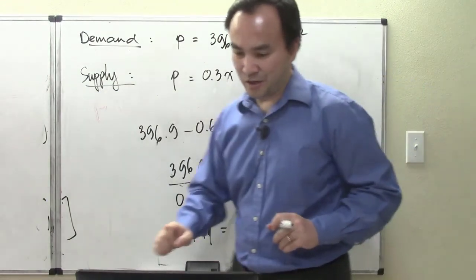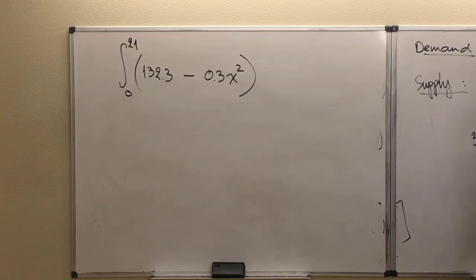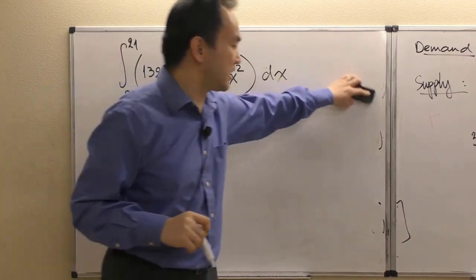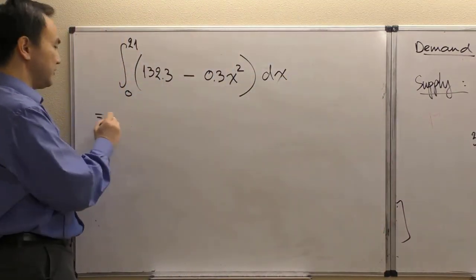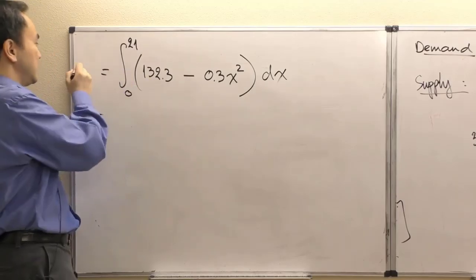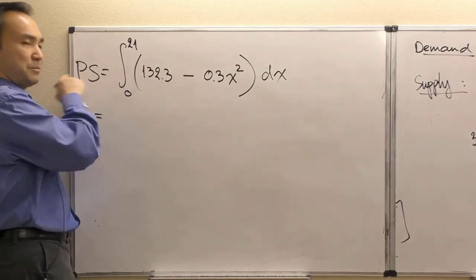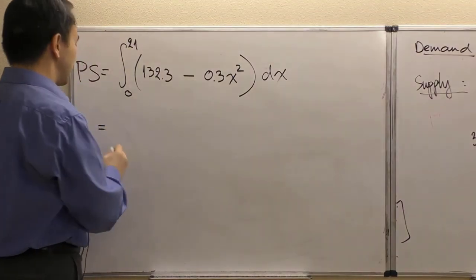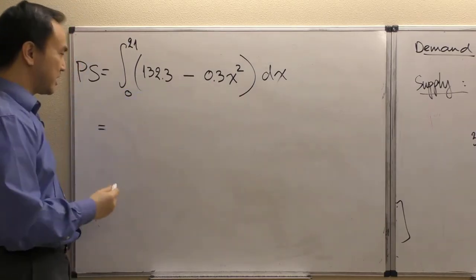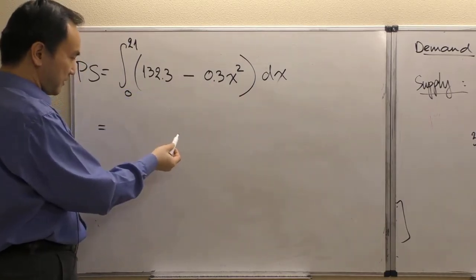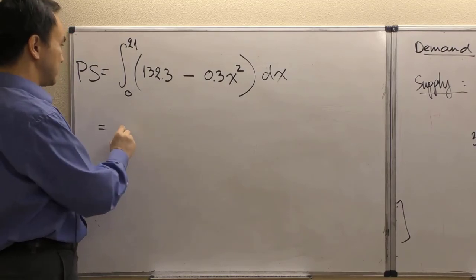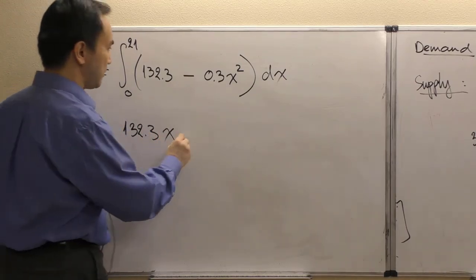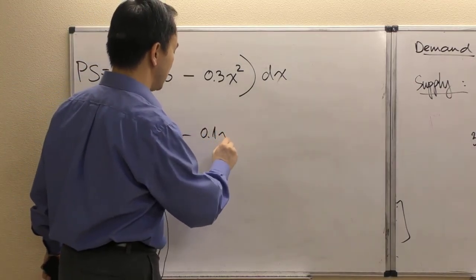Now we are ready, and it's such an easy integral setup to work with that we don't even need to simplify our integral. The answer at the end gives us the producer's surplus, so that's what PS is for. Proceeding further with this integral, the very next step is to obtain the antiderivative. 132.3, I'm going to multiply with x, and minus, now this is going to give me 0.1 x cubed.